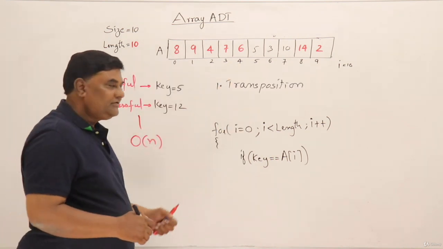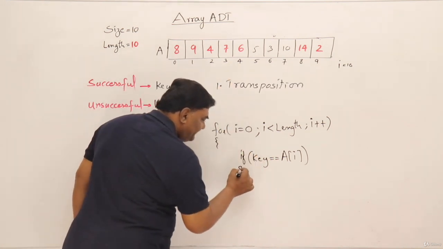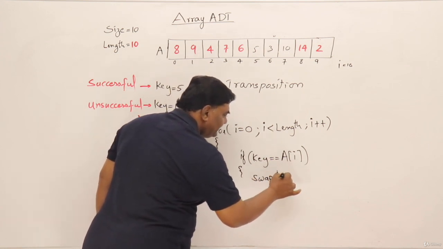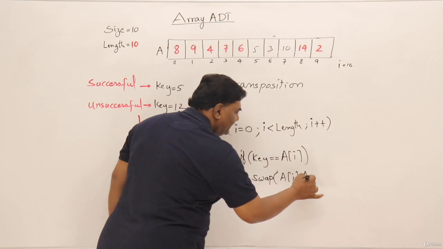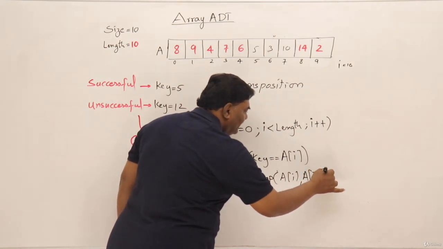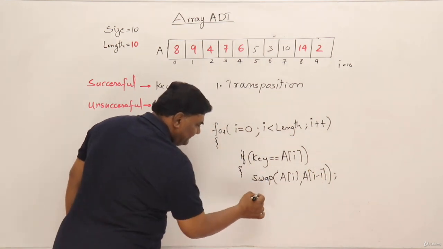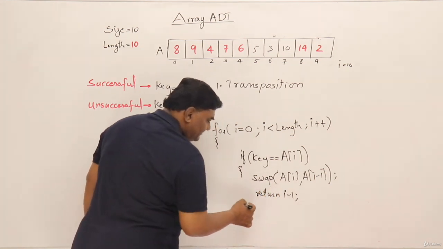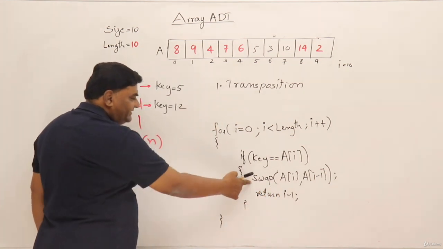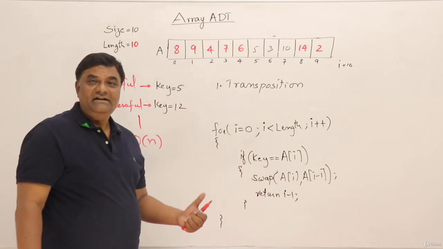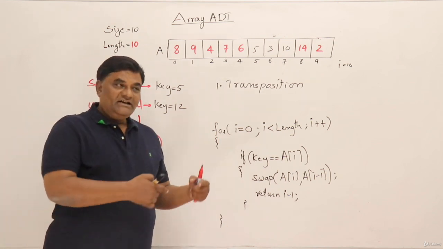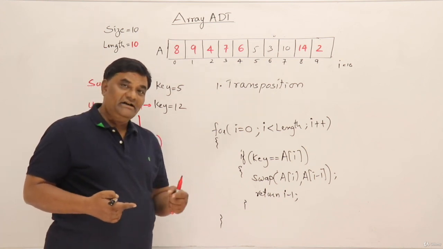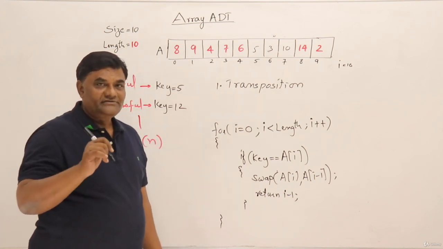So that transposition you can do here. If the key element is found, then you can swap that key element with A[i-1]. And now your key element has index i-1. Then you can return i-1. So this one statement you can add inside the search procedure. If the element is found, it moves one step forward so that next time it can be searched faster. This is one method.